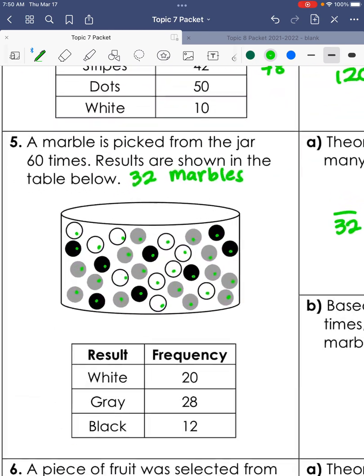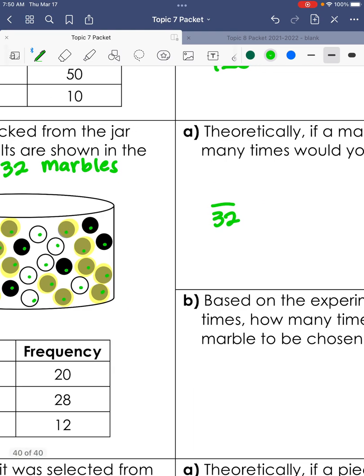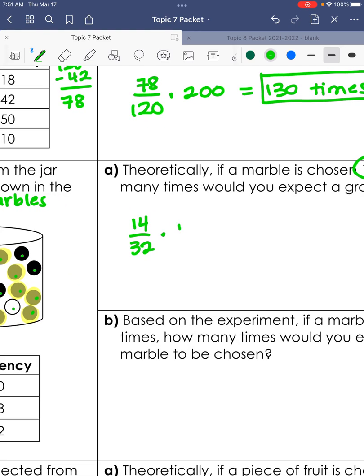Well, how many here are gray? So we've got 1, 2, 3, 4, 5, 6, 7, 8, 9, 10, 11, 12, 13, 14. 14 marbles are gray. So 14 is my number of favorable outcomes. So 14 over 32. Now it's not necessary to reduce that because we're trying to predict if we choose 150 times, how many times would we get a gray marble? So I'm just going to multiply this fraction times 150.